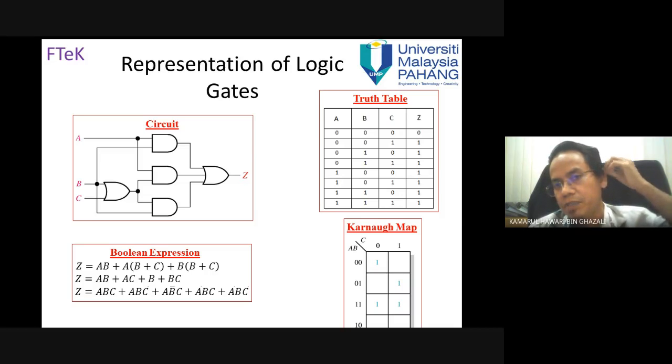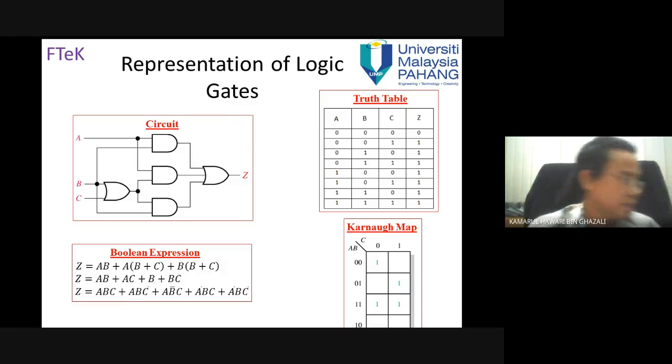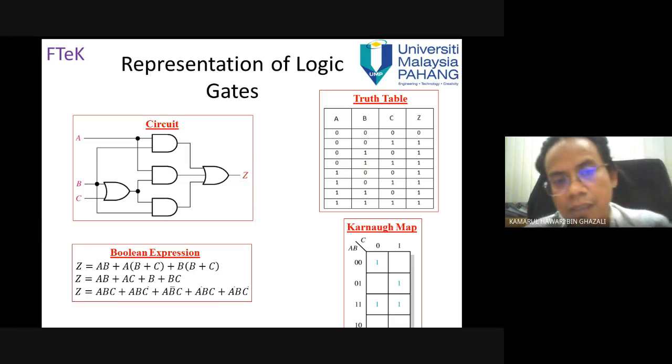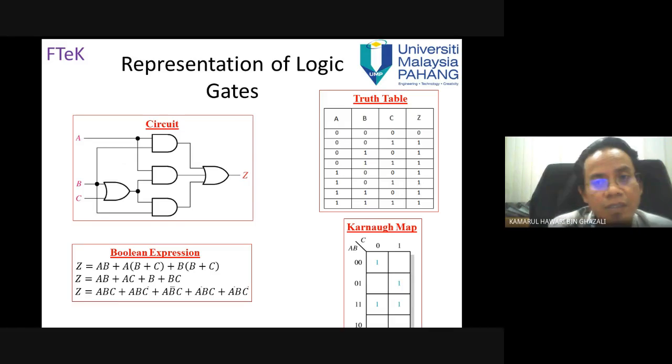Next is representation of logic gates. The logic gates that we learn, we can represent them using other logic gates. For example, we have this circuit. This is the circuit. Find the Boolean expression of Z, then the table, then the K-map.